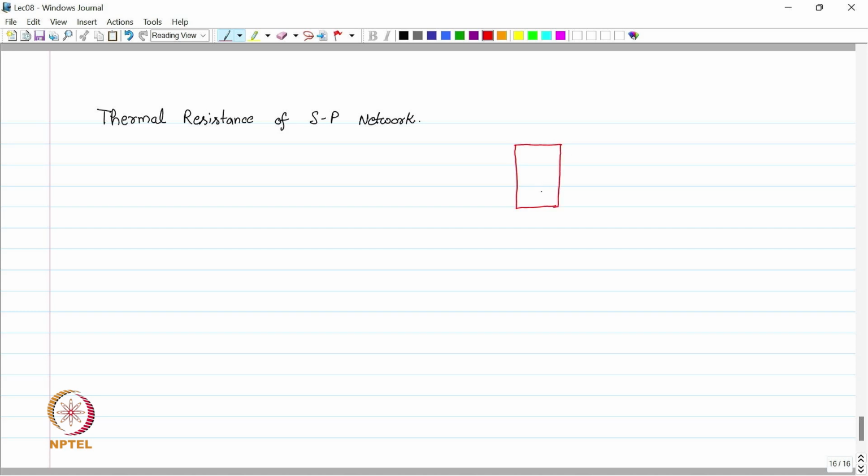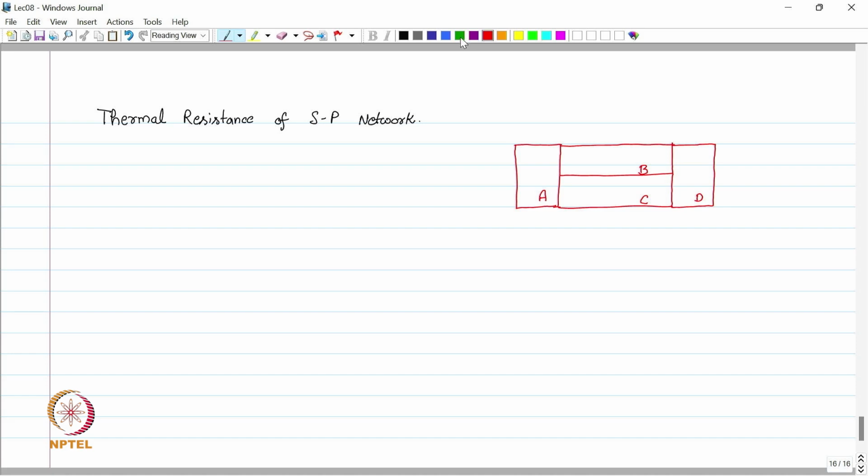This is material, for example, A, then we have material B, and we have material C, and another material is connected like this, which is material D.